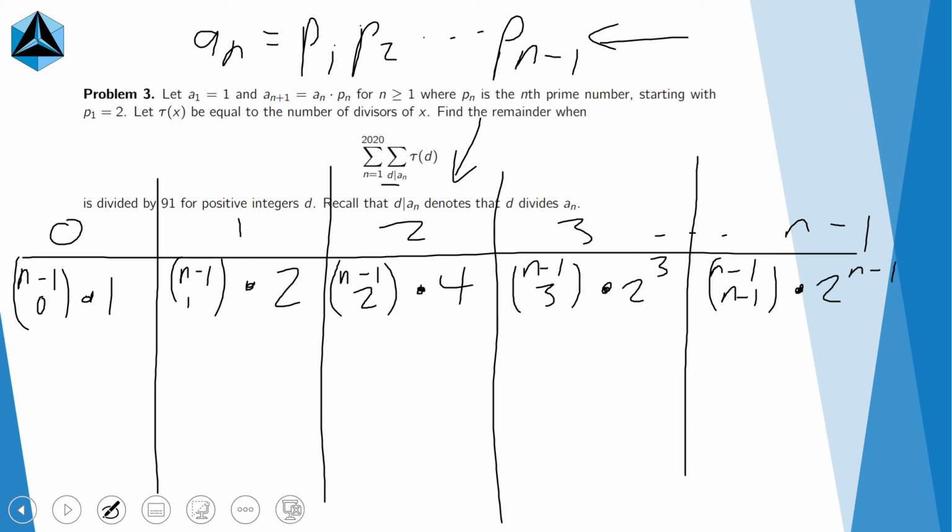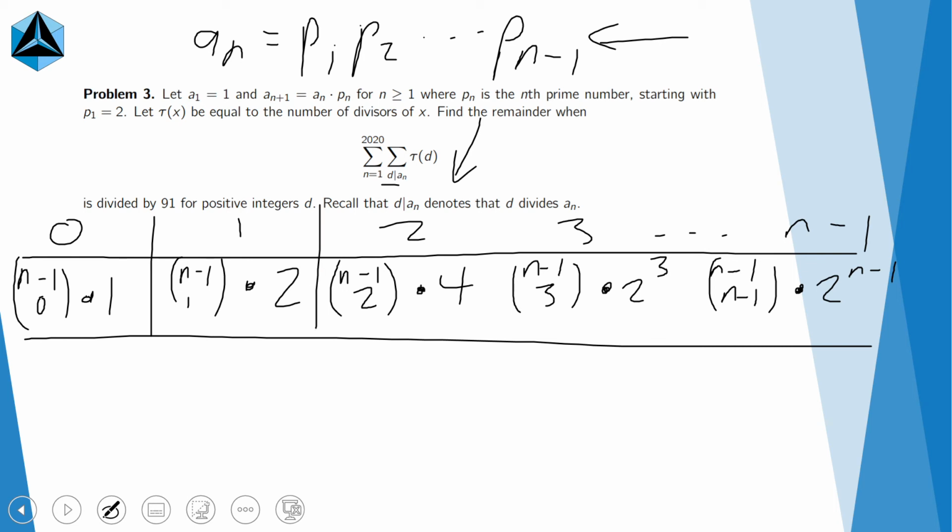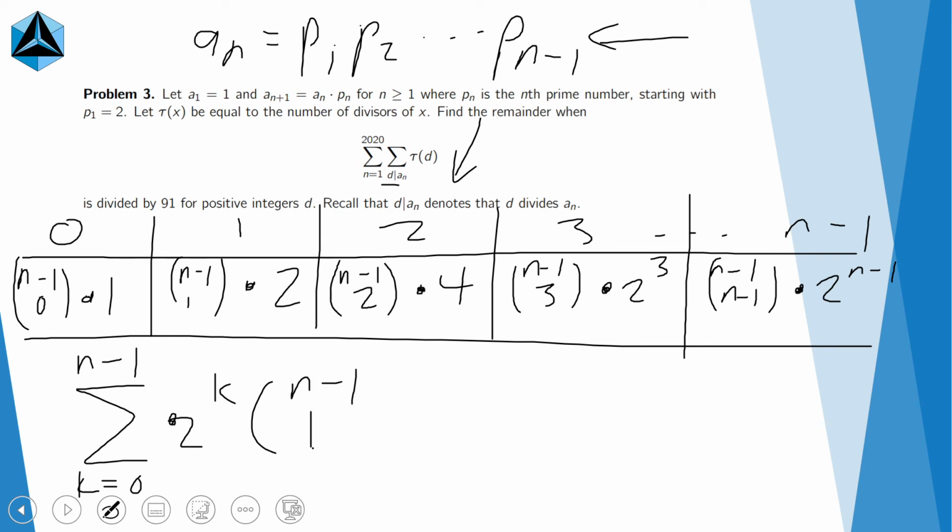So now we have this nice looking summation. I'll make the lines a little shorter. Now we want to sum this all together and see what we get, okay? To be precise, I could write it out like this: the sum for k equals 0 to n minus 1 of 2 to the k times n minus 1 choose k.